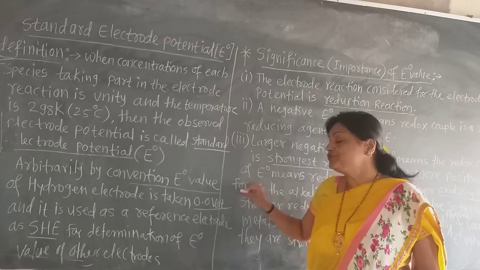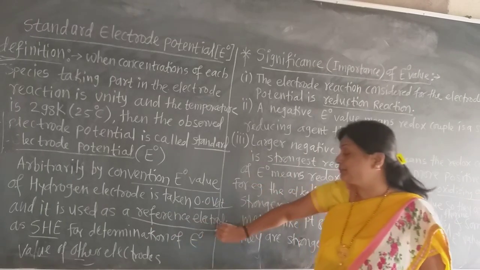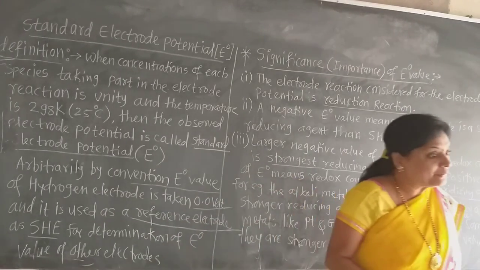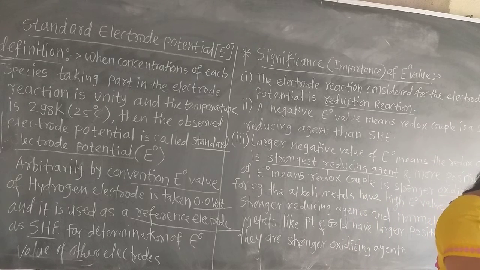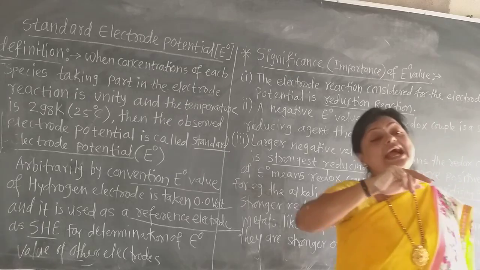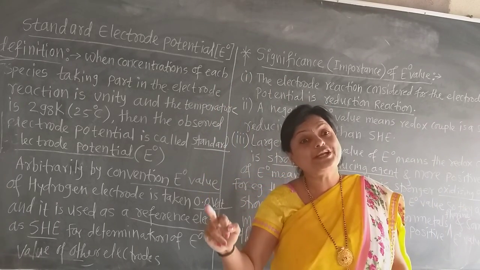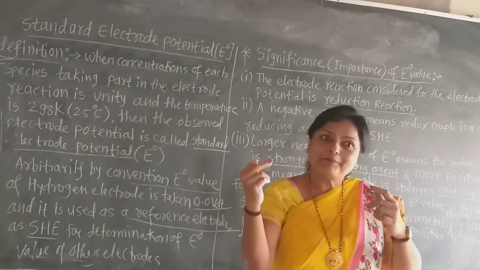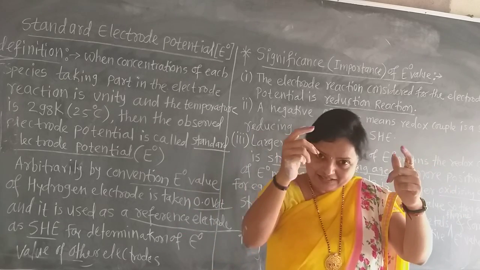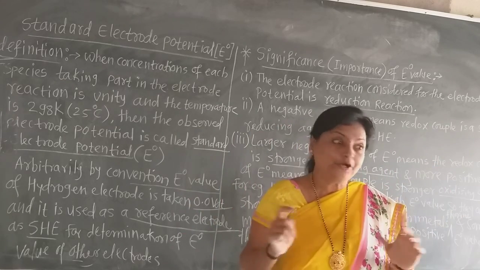And this hydrogen electrode is used as the reference electrode. What is meant by reference electrode? From the electrode potential of the hydrogen electrode, we can measure the electrode potential of any electrode by coupling it with the hydrogen electrode.